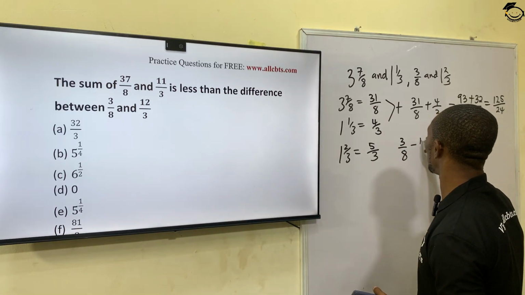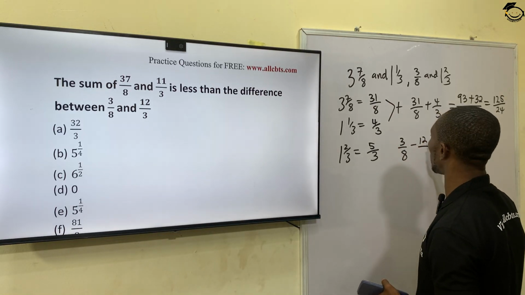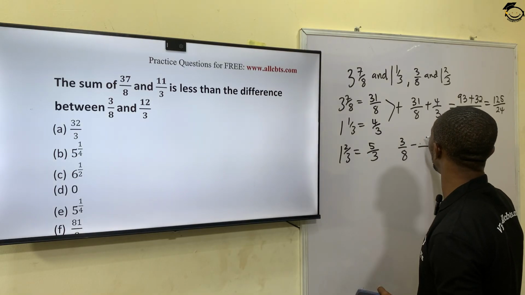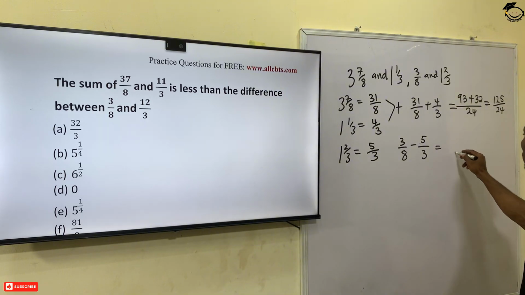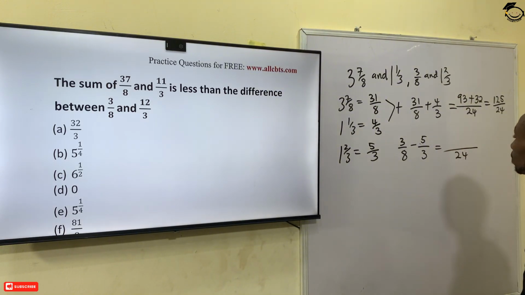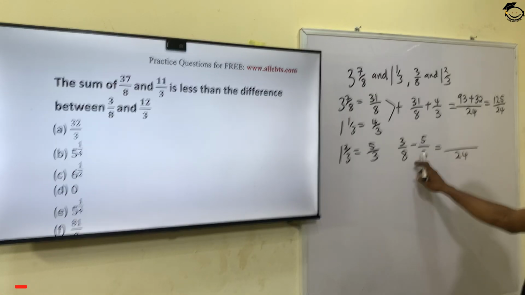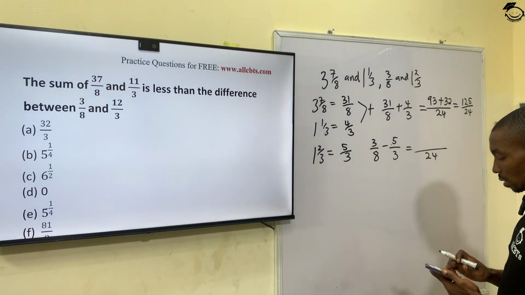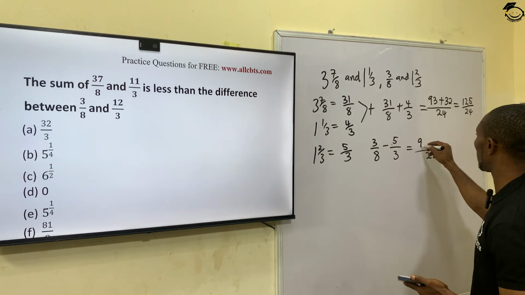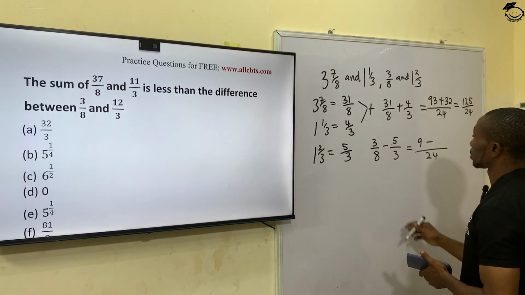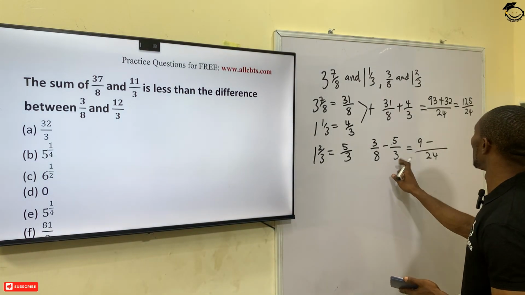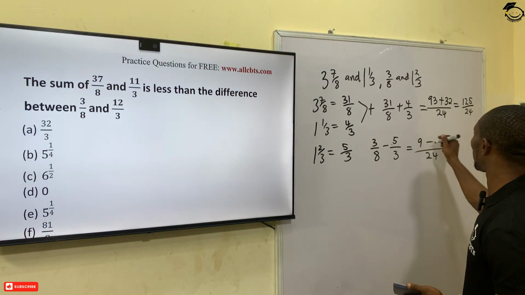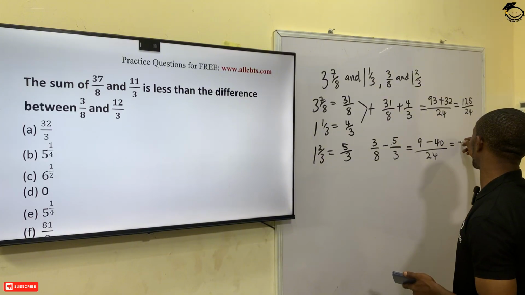Now for the second one, they said the difference between 3/8 and 5/3. Okay, our LCM here will give us 24, and 3 times 3 will give us 9, minus 8 times 5, which will give us 40. So this gives us minus 31/24.